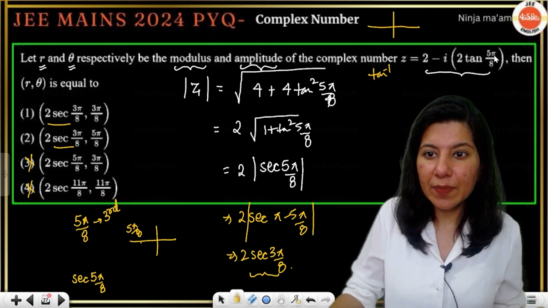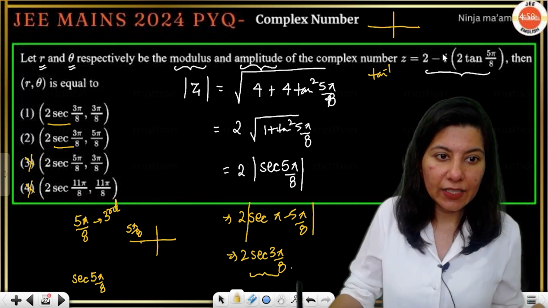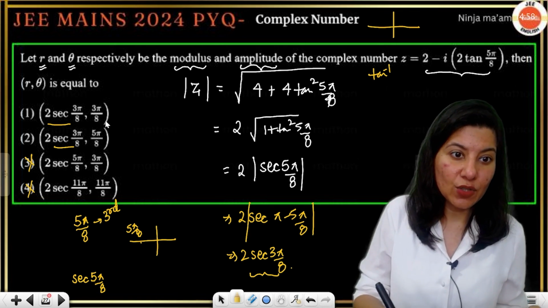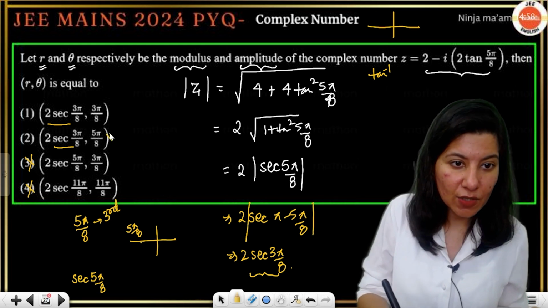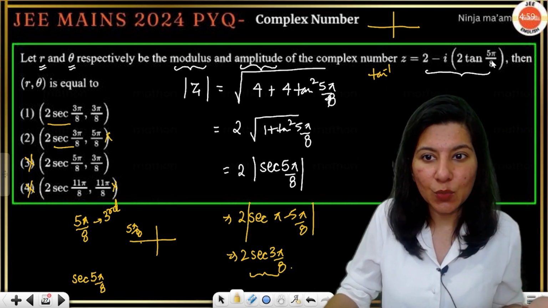Tan 5 pi by 8. So again it is a negative quantity, right? So your angle should be in the first quadrant, right? So 3 pi by 8. So this is also wrong. See, 2 tan 5 pi by 8 is a negative quantity, right?